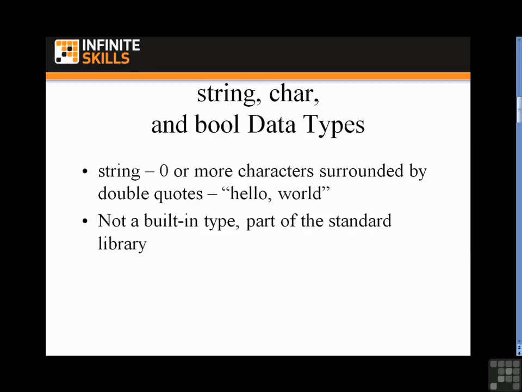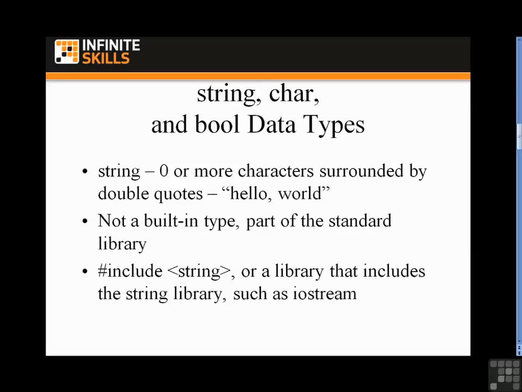The string data type is not a built-in type like int and double and the numeric types are. Instead, it's part of the standard library. And what that means is that if you want to use strings in your code, you're going to have to either #include the string library in your preprocessor directives, or #include one of the libraries that includes the string library, such as iostream. You'll remember in our example earlier with Hello World that we didn't explicitly #include the string library, but it was part of our code because we #included the iostream library.